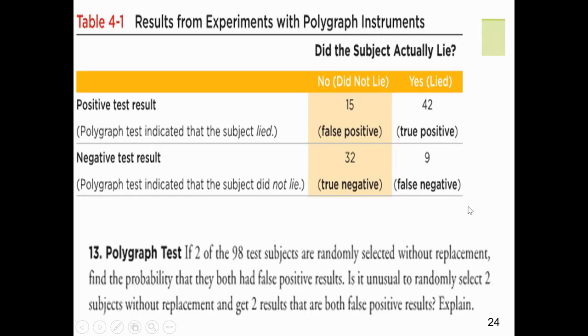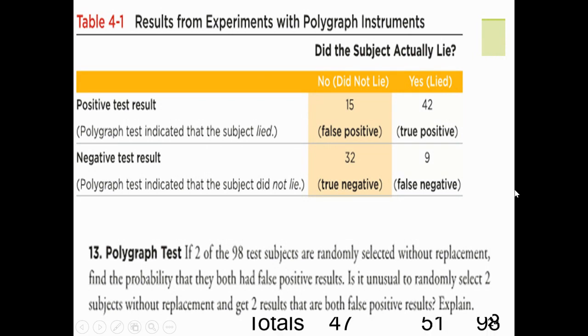Makes a big difference. Here's that same chart with the people taking a lie detector test, polygraph test. If two out of the 98 subjects are randomly selected without replacement, he didn't have to tell me that. If he didn't say anything, I couldn't assume that. If he doesn't say anything, I'm assuming without replacement. Find the probability that they both had false positive results.